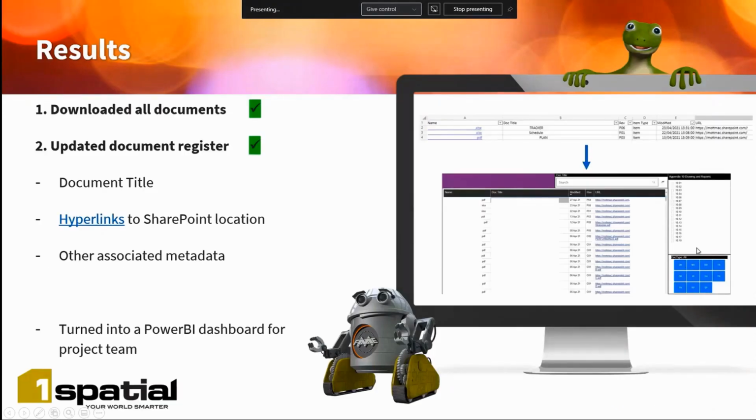So some of the other results, we managed to download all the documents. That was completed. We updated the document register on a daily basis with document titles, hyperlinks to where that document was stored on SharePoint, as well as other associated metadata. This was also turned into a Power BI dashboard for the project team, so it could be used as one source of truth. And it had filters inside that, so they could easily locate the document they were looking for.